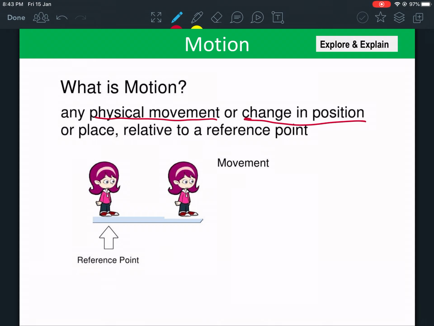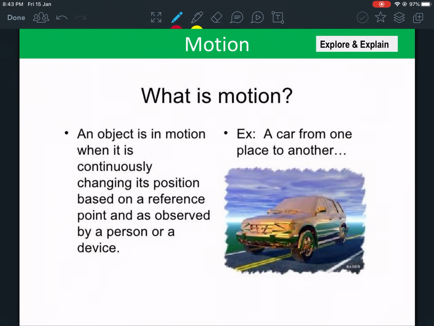Okay, a reference point is something that you refer to know if an object is moving. Like, if you look at a car and the car was next to, for example, a tall building, and then 2 minutes later it was next to a shorter building, and you say, oh, the car moved, because relative to the taller building was the reference point. I'll show you an example.